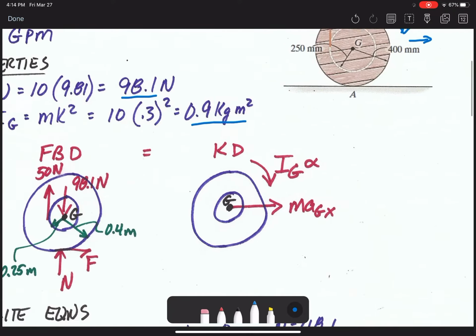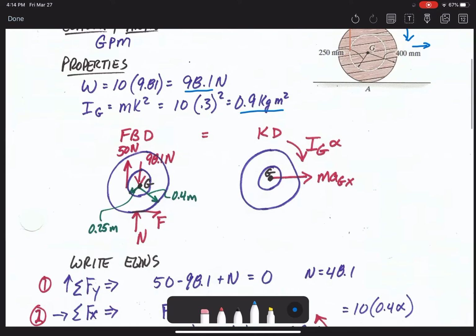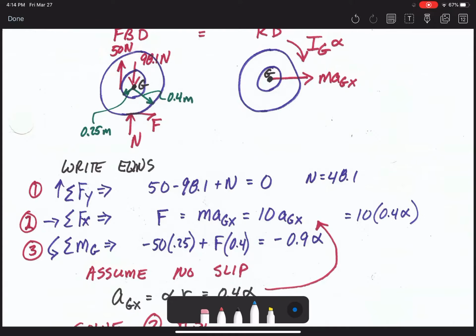So with that, in the kinetic diagram we have IG alpha and MAGX. G is not moving up or down, so that's why you don't have MAGY. So from the y equation, we can find out N, the normal force there. Then in the x direction on the free body diagram, we have the force F going to the right, so it's positive. The normal force and the 50 Newton load are vertical, so they're not involved in x. And MAGX will be there, so you can plug in.